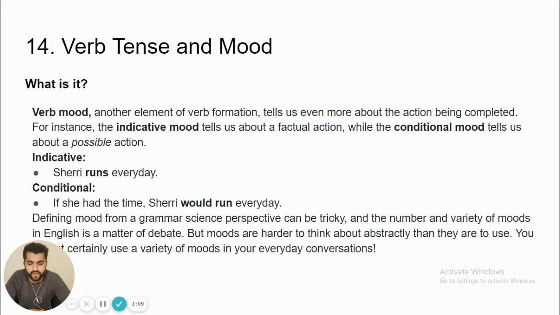Defining mood from a grammar science perspective can be tricky, and the number and variety of moods in English is a matter of debate. But moods are harder to think about abstractly than they are to use. You shouldn't think too much about it. There are multiple varieties of moods that are used in everyday language, but we don't really think about them in an abstract way.